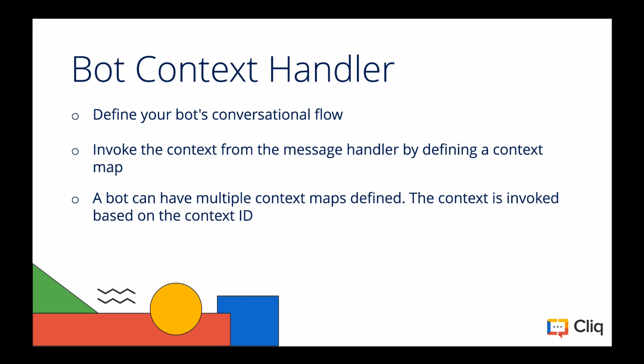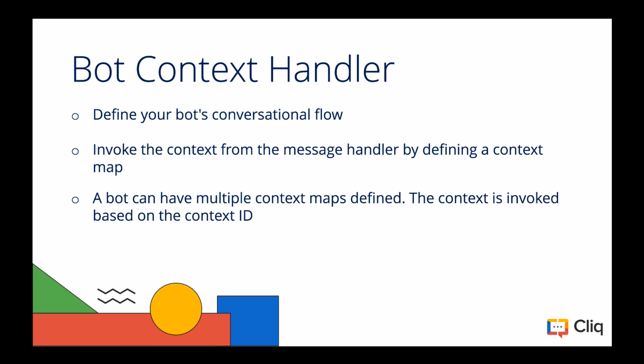The bot context handler provides a perfect interface to let your bot ask questions to the user, wait for the user to come back with a response, and with all the answers, perform the call to action. Now you can invoke the bot context handler by just defining a context map. And a bot can have multiple context maps defined. The bot can easily recognize a particular context with the help of the context ID.